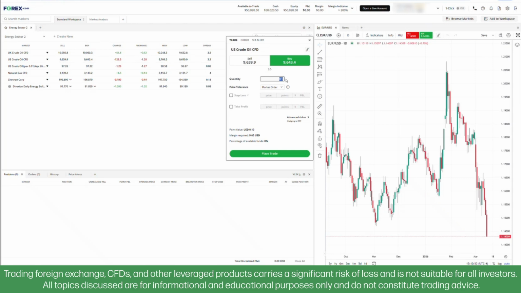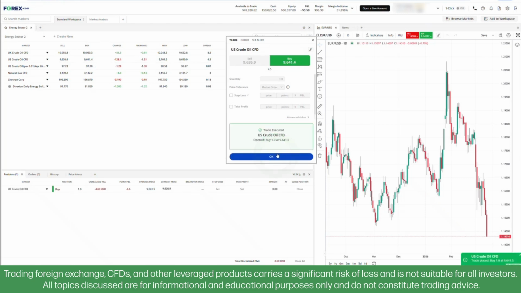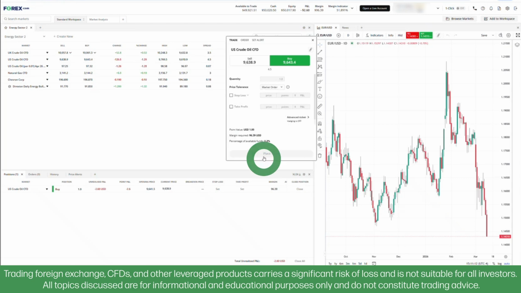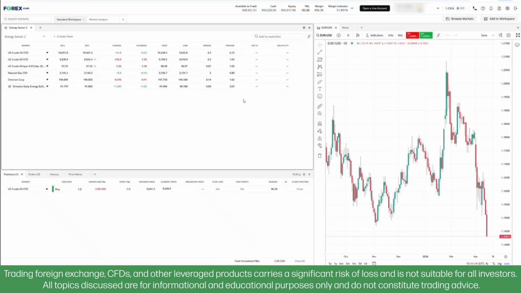I'd like to place a trade for one standard contract or 100 barrels of oil. So I'll type in 1.0 for quantity. I'm going to go ahead and hit the place trade button. Upon execution, you get confirmation of the trade here, and at the bottom right-hand side of your screen, click OK to exit the trade ticket.